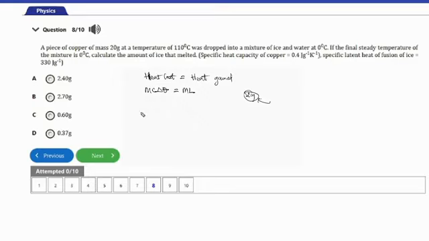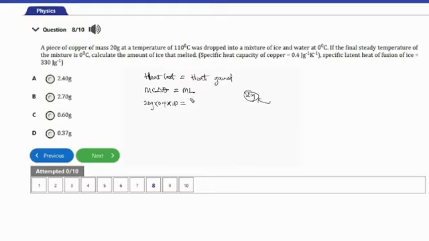So we are not going to make any conversion here. We will just have 20 grams times the 0.4 joule per gram per Kelvin, then this times the change in temperature, that's 110 degrees Celsius minus 0, which is 110. So guys, we're going to multiply these out, and then this should be equal to the mass times the latent heat of fusion of ice.